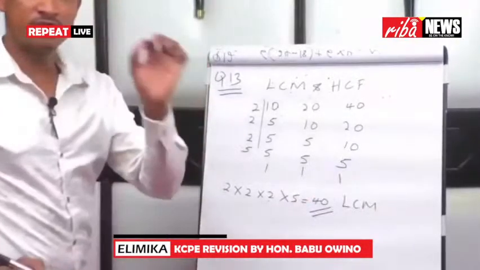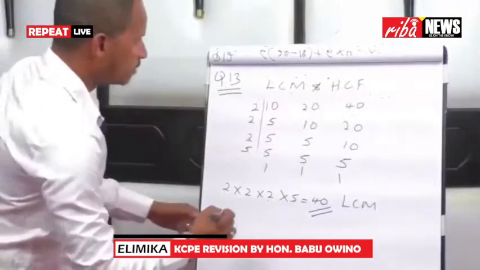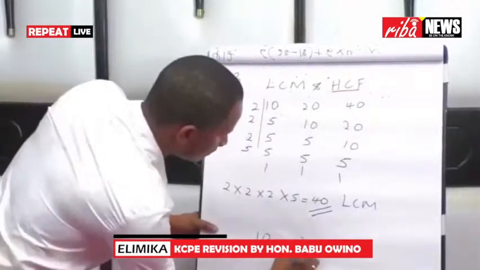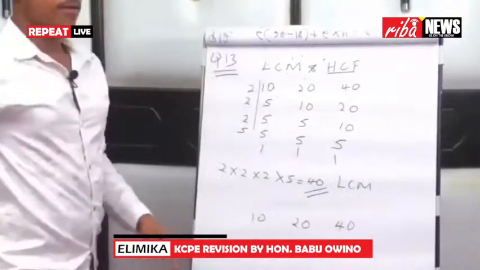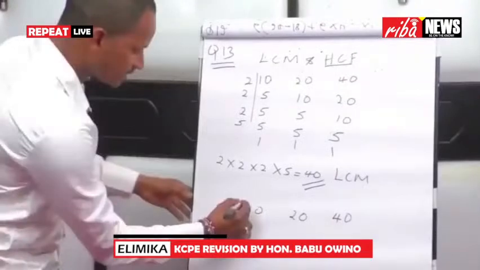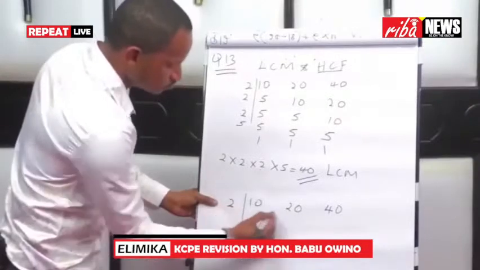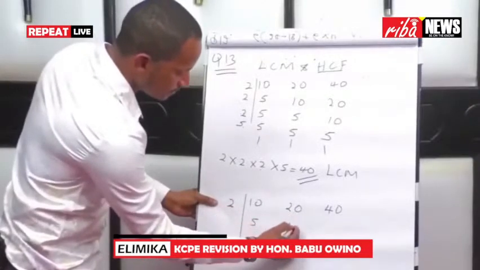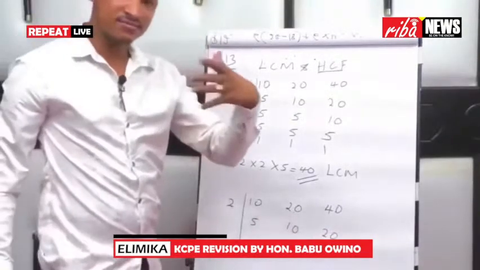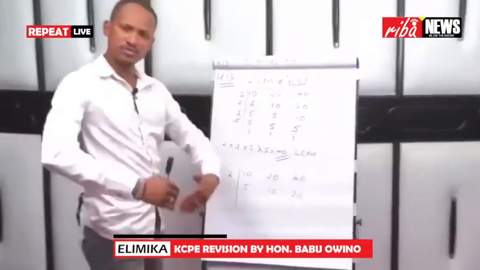Then find the GCD, which is the same as the highest common factor. So, the highest common factor of 10, 20, and 40. First, start with the least factor. The least factor that can divide all these without a remainder is 2. 2 goes here 5 times, here 10 times, here 20 times. Remember, for the highest common factor, we want the highest value that can divide these numbers without a remainder. Whenever you see a remainder, you stop there.